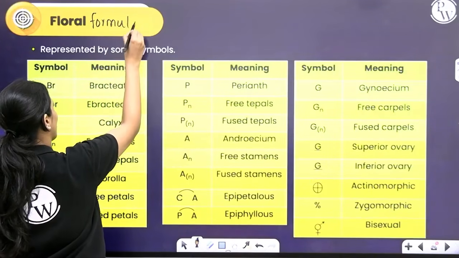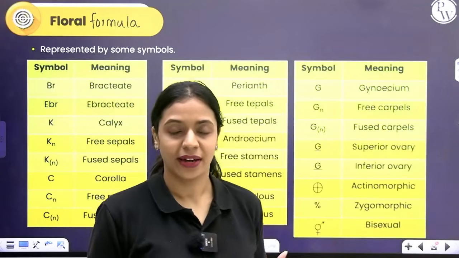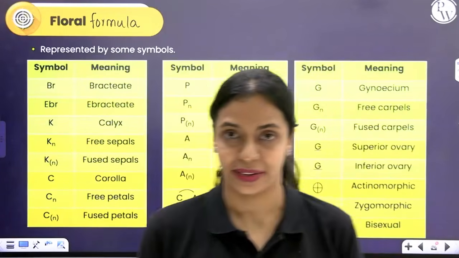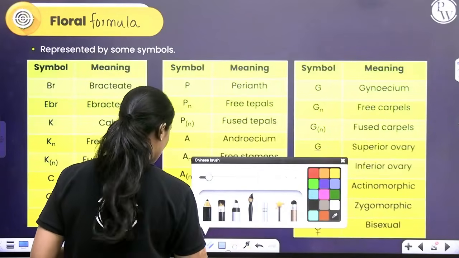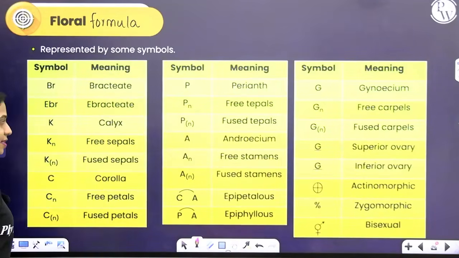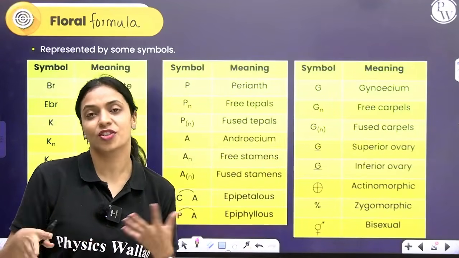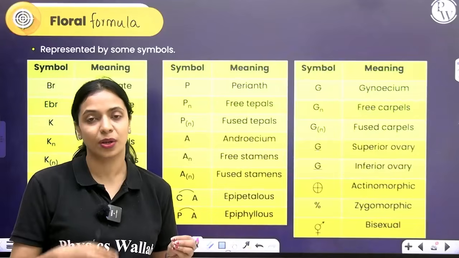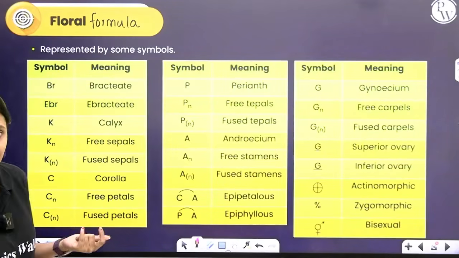In a floral formula, for different characters, we represent different characters by using different symbols or letters. Let's understand what are the different symbols and letters that we use. Starting with bracts. Floral formula, obviously we are talking about the different structural variations in a flower. In a flower, a bract may be present, may not be present. If it's present, it's called bracteate. If it's absent, it's called ebracteate.